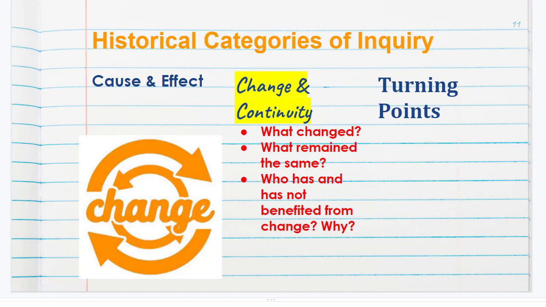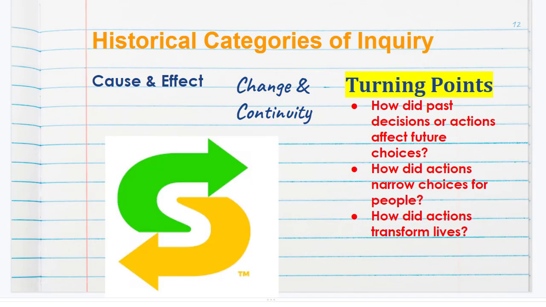Our second category I want you to think about is change and continuity. We can also ask questions about what has changed and what has remained the same over time. A lot of students, when we start studying history, as much as we study how things change over time, there's a lot of things that remain the same, which is interesting. So answers to questions about change and continuity connect events that give meaning to the chronological sequence of events. So what changed, what remained the same, who has and has not benefited from the change, something to think about.